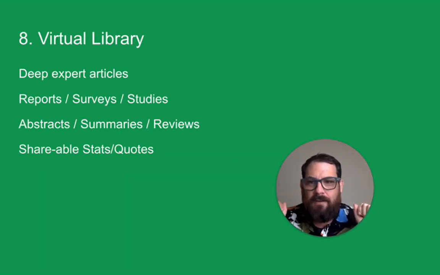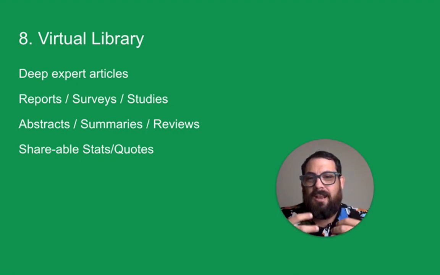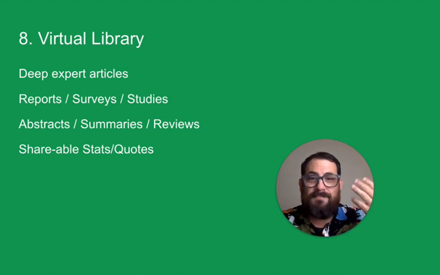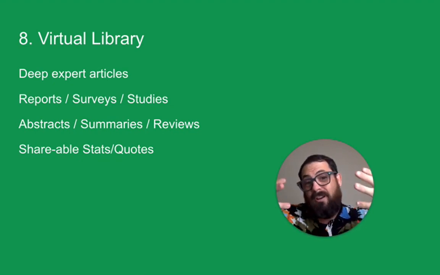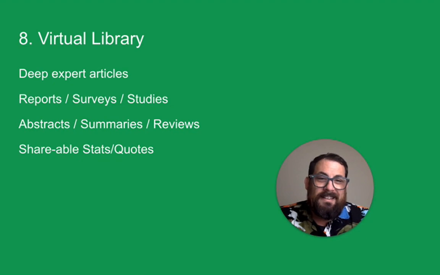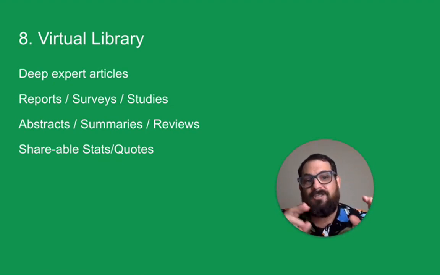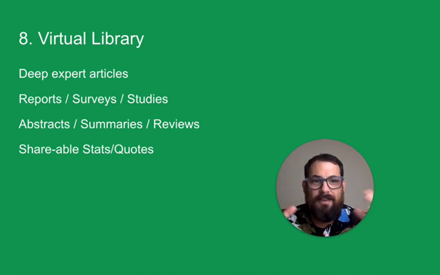Expanding on that idea of a content list, you could create a virtual library. This might be deep expert articles that take a lot of time to digest. You can have reports or surveys about your industry. This is one way that I actually started my newsletter, is collecting reports, surveys, and studies about the industry that I was covering. But your community might be able to do that with you or even on their own for each other. And in addition to just saying, here's a great report, they could write their own summaries or even reviews and share them with your community.